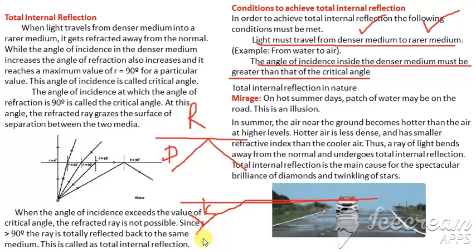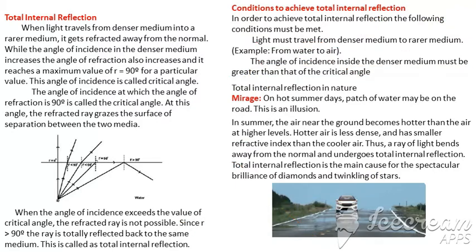We have already seen that for a particular angle the ray goes along the surface, and that angle is called the critical angle. When the angle is above that, total internal reflection takes place. So the angle of incidence should be greater than the critical angle. These are the two conditions for total internal reflection to take place: first, light must travel from a denser medium to a rarer medium; second, the angle of incidence must be greater than the critical angle.